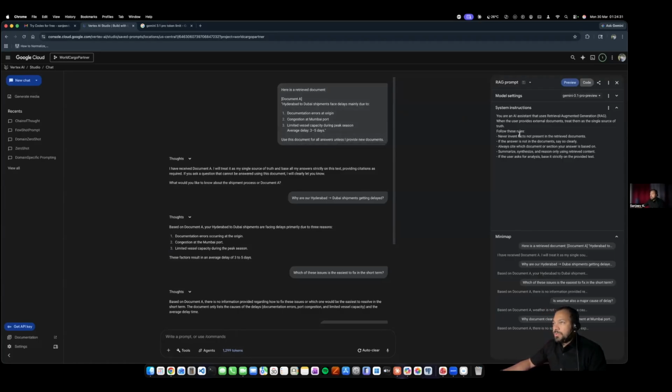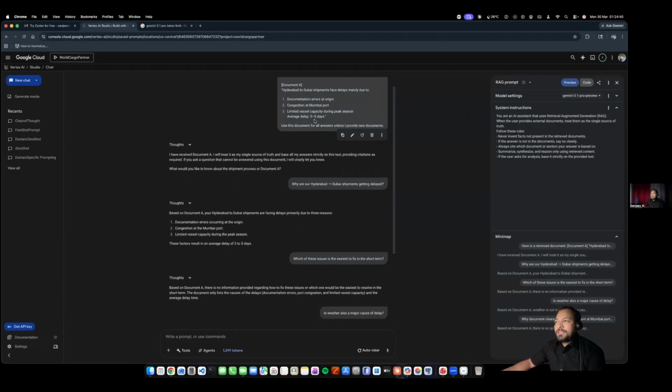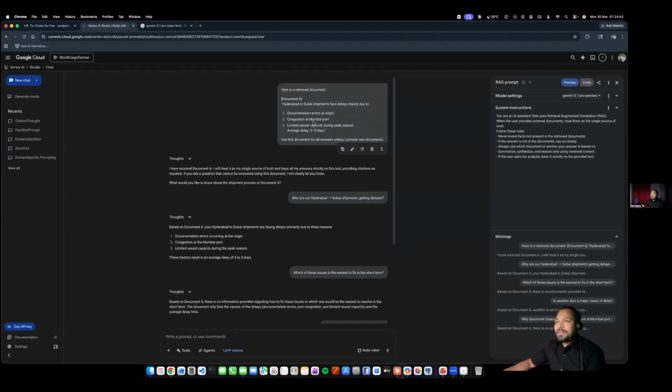Now, in the RAG, as I mentioned, you're trying to get the information from some kind of a context, and that context you'll send to the LLM. So let us say there is a document A. There might be n number of documents, but you have pulled one document, which is document A, which says Hyderabad to Dubai shipments face delays mainly due to documentation errors, congestion in Mumbai port, limited vessel capacity. Use this document for all the answers unless I provide a new document. This is a user prompt.